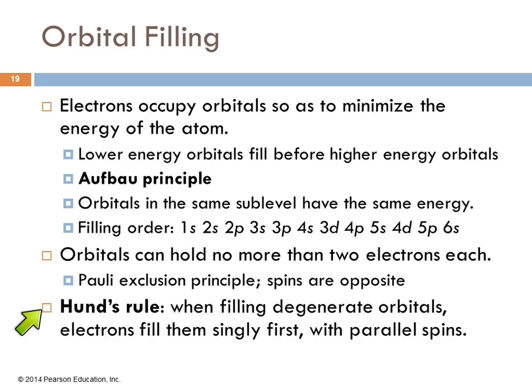And Hund's rule tells us that when we're filling degenerate orbitals, so orbitals within the same sublevel, the 3p orbitals or the 7f orbitals, the electrons will fill them singly first with parallel spins.